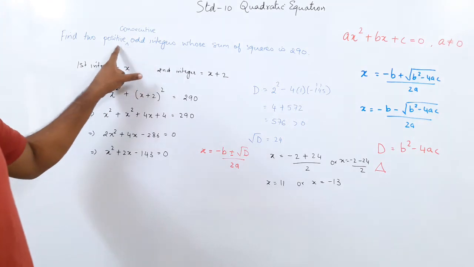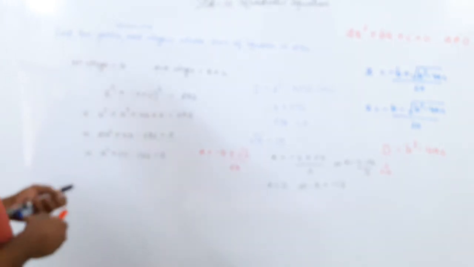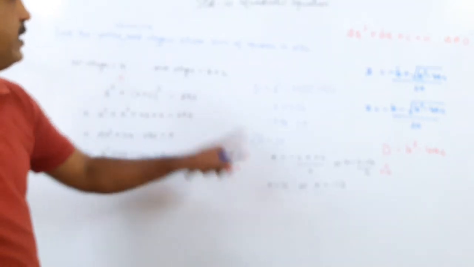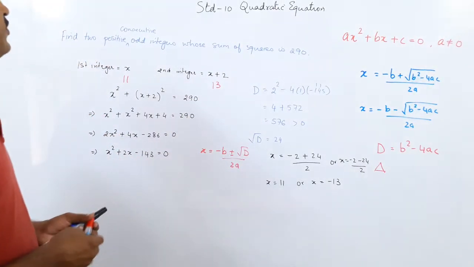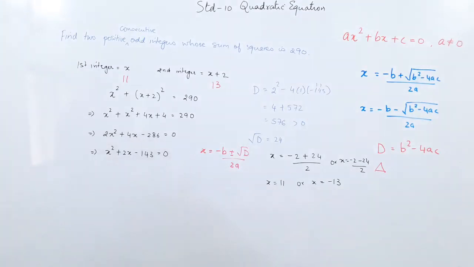But we have said positive odd integers, so we will not take minus 13, it will be 11. So the first integer is x, which is given to us as 11. And the second integer will be x plus 2, so 11 plus 2 is 13. So your two positive integers are 11 and 13, and now you can check: 11 square plus 13 square will give you 290. You can check it out.